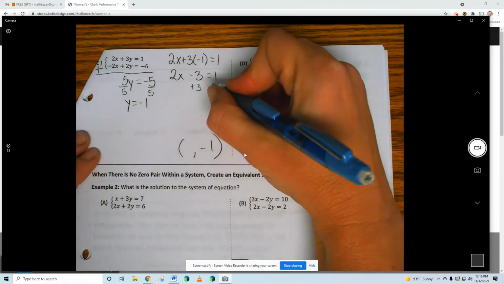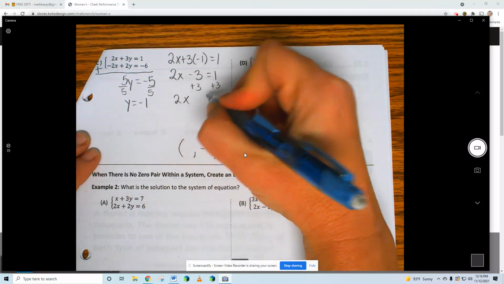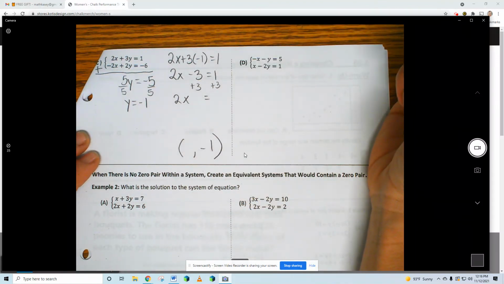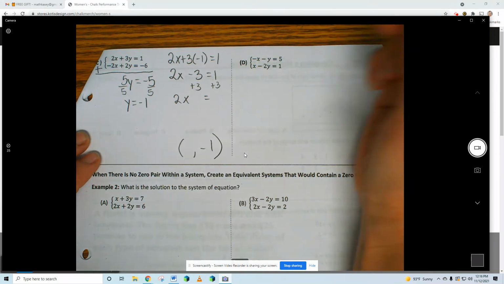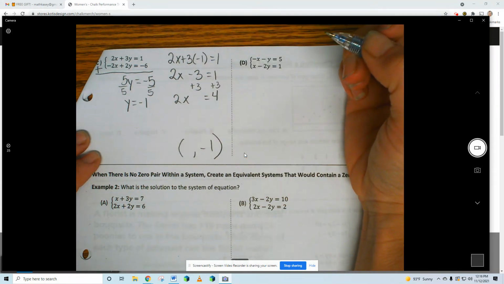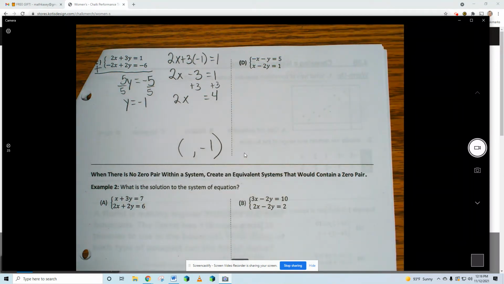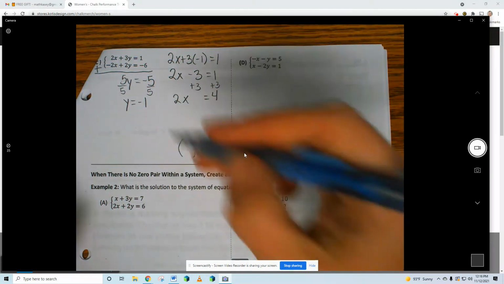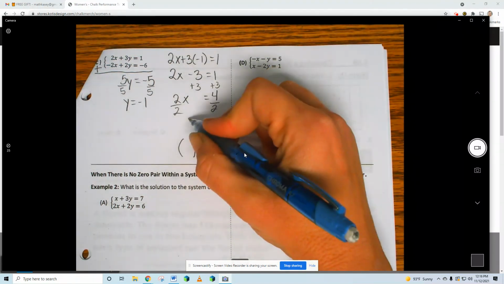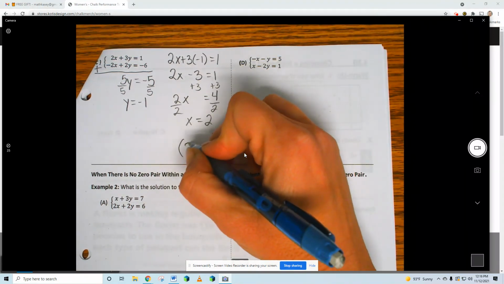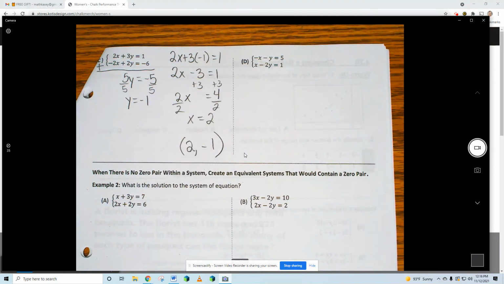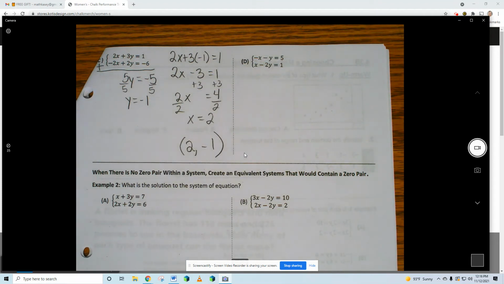Add 3. 1 plus 3 gave me a 4. And what is my value of x? 2. It's positive 2. You're right. Divide both sides by 2. X equals 2. My solution is 2 comma negative 1. I'd like you to do D on your own. This is our last example of notes, D.